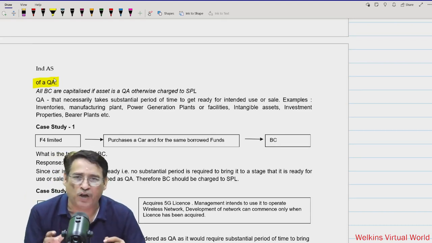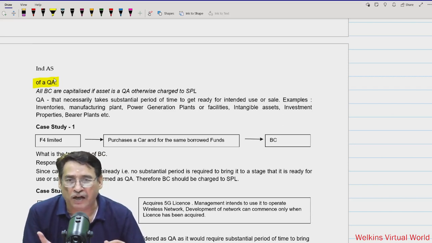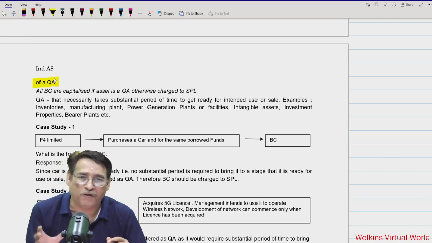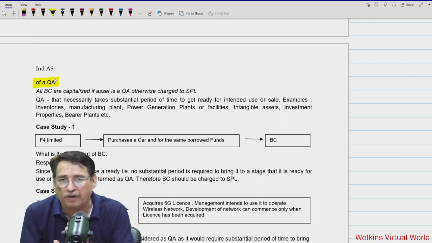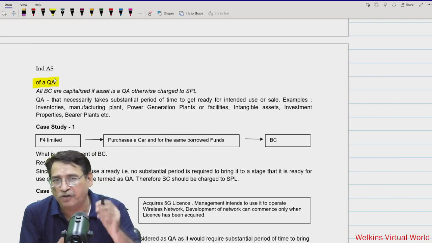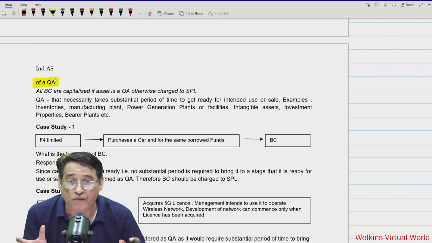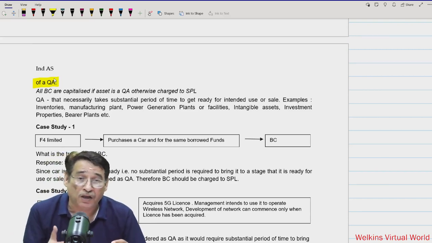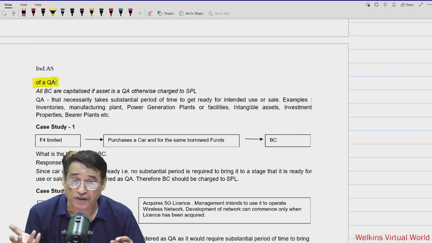It says that a qualifying asset is one which necessarily takes a substantial period of time before it becomes ready for its intended use. Correct? That means, quite obviously, when I am going to construct a plant, it will consume a substantial period of time before I will be able to use it as per my intention, as per my desires and aspirations. Is it clear to you or not?